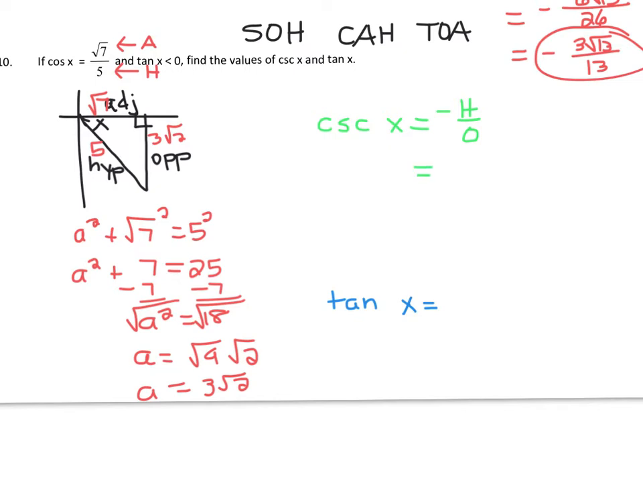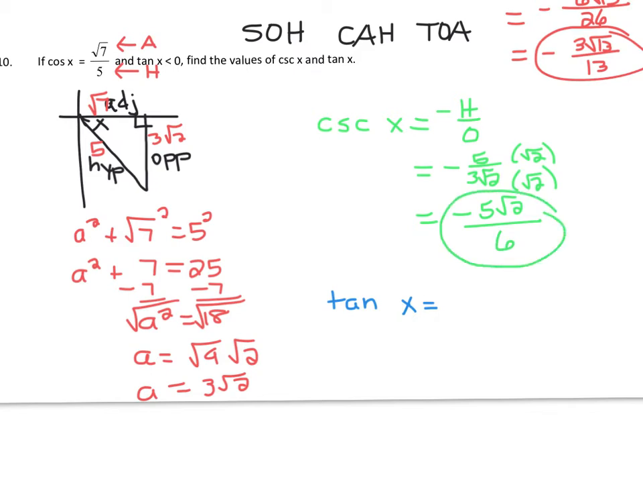All right, so this is equal to negative. So the hypotenuse is 5, and the opposite is 3 radical 2. All right, so we want to rationalize that. Since there's a radical in the denominator, I'll multiply top and bottom by that radical itself. So that leaves me with negative 5 radical 2 over, and then since radical 2 times radical 2 is 2, 3 times 2 is 6. All right, and this doesn't simplify because 5 over 6 doesn't simplify. So there's what cosecant of x is equal to.